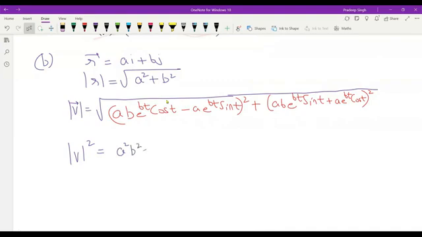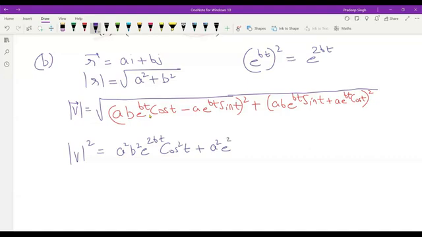a square b square e to the power bt. Now the square of e to the power bt will be e to the power 2bt. In any case, I'll write it on the top right. E to the power bt squared is written as e to the power 2bt cos square t plus b square, which in this case is a square e to the power 2bt sine square t minus 2ab.